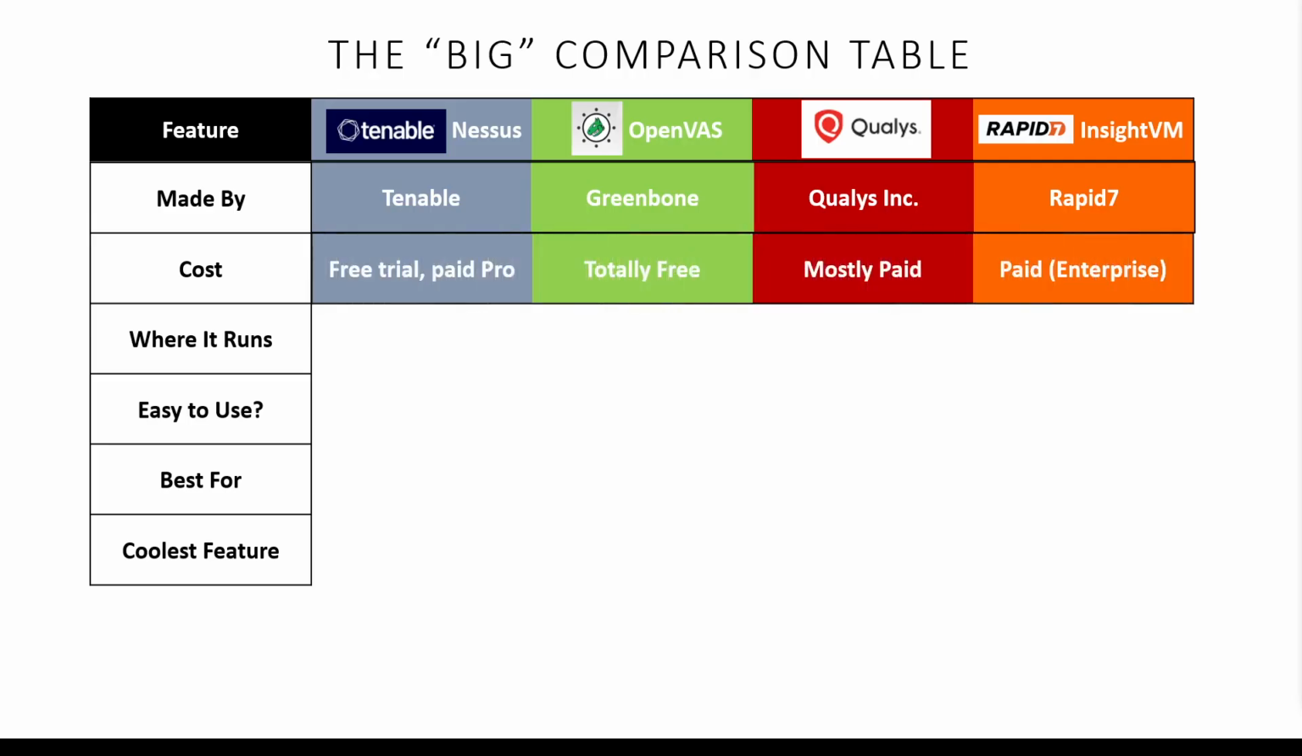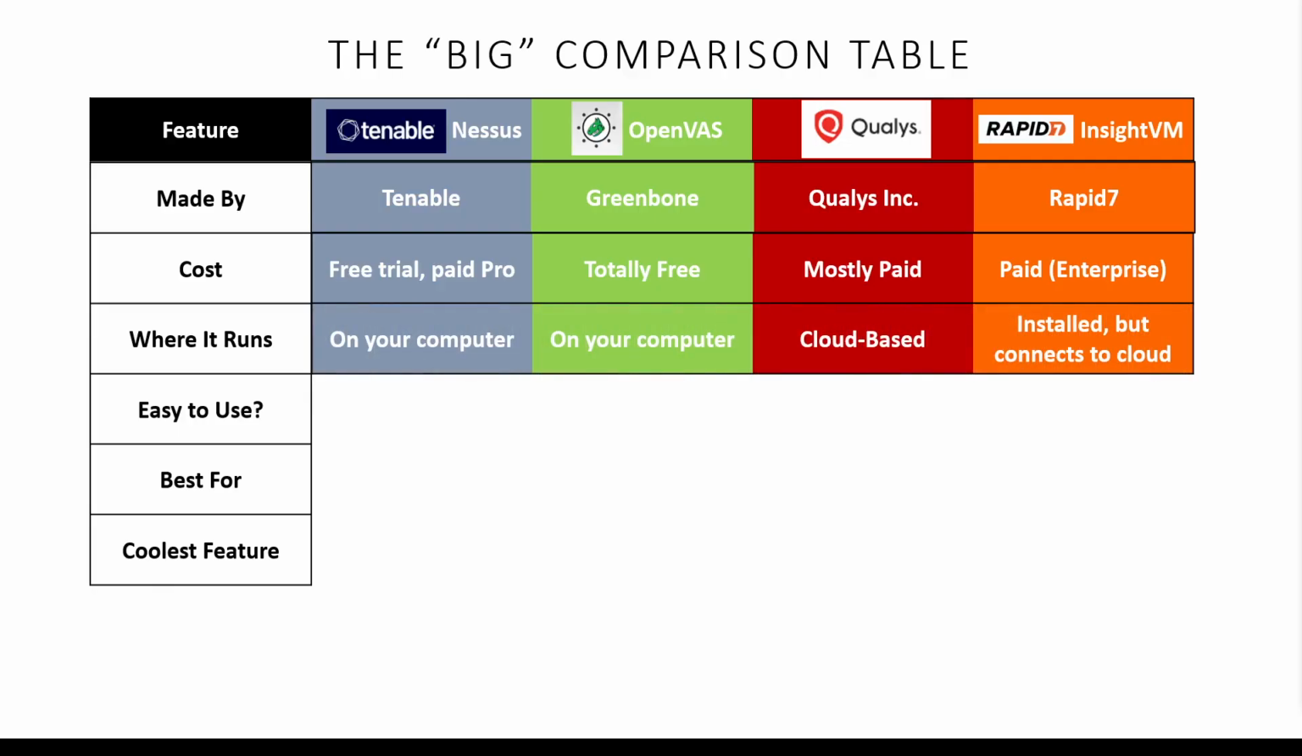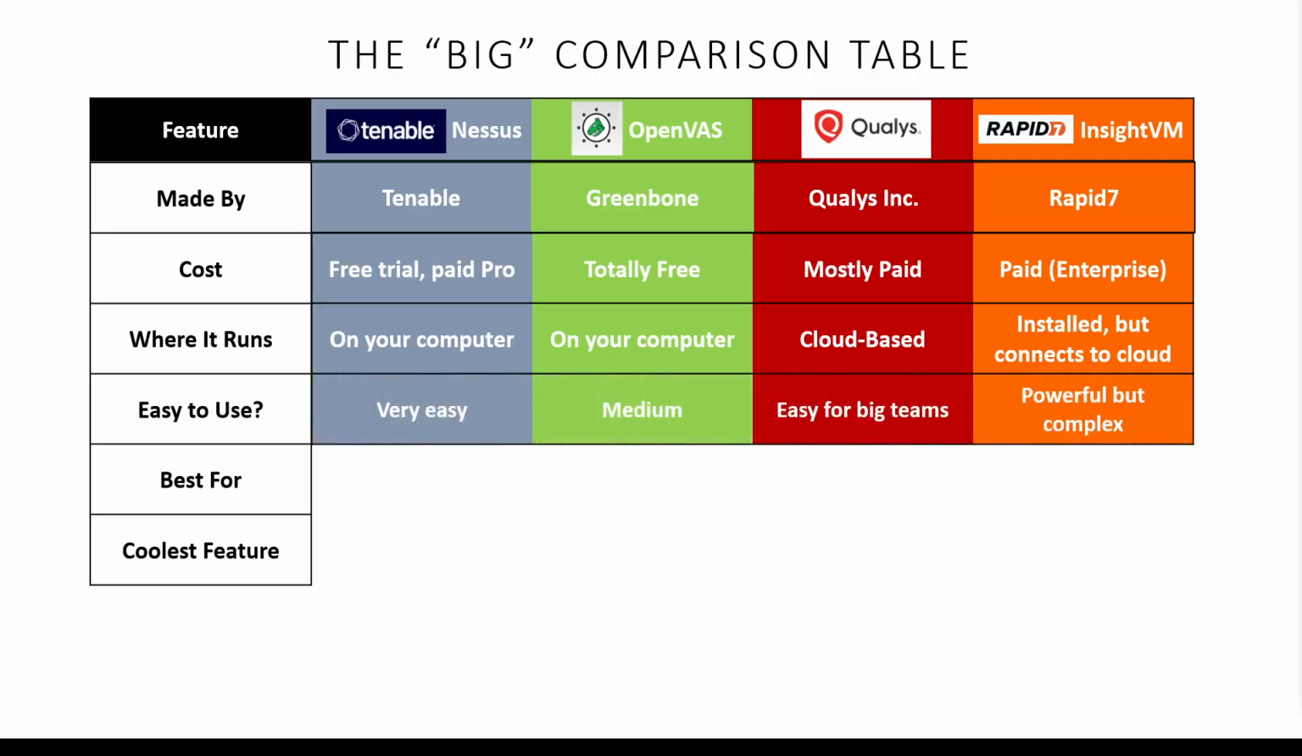The cost for this, well, Nessus is free. There's a free trial, and then otherwise it's a paid service. OpenVAS is totally free. As we get further down the column, you will see why OpenVAS is totally free. Qualys is mostly paid, and Insight VM is paid. It's made for enterprise level. Where it runs. So both OpenVAS and Nessus, they will run on your computer. Qualys is cloud-based. Insight VM is installed, but it connects to the cloud.